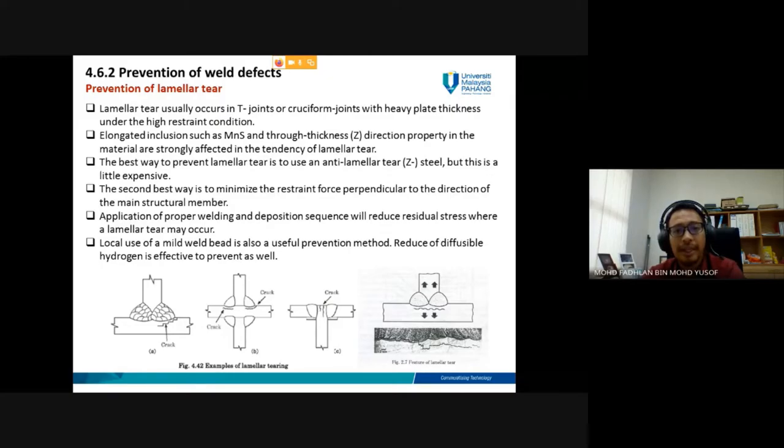Let's look into another type of crack, which is lamellar tears. Okay. Lamellar tears is usually occur in T-joint or cruciform joint, which heavy plate thickness under the high restraint condition. Elongated inclusions such as manganese and sulfur, okay, and through thickness Z direction property in the material are strongly affected in the tendency of lamellar tears. And the best way to prevent lamellar tears is to use an anti-lamellar tears Z steel, but this is a little expensive.